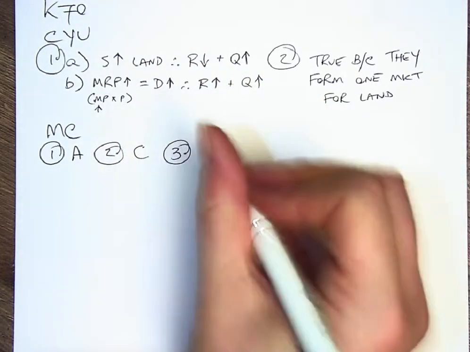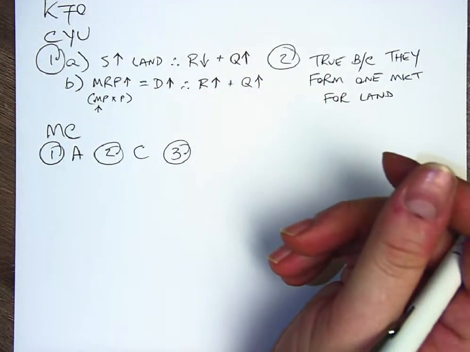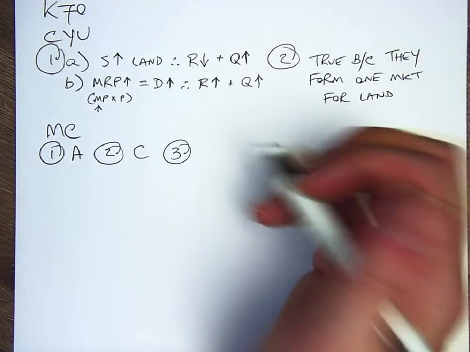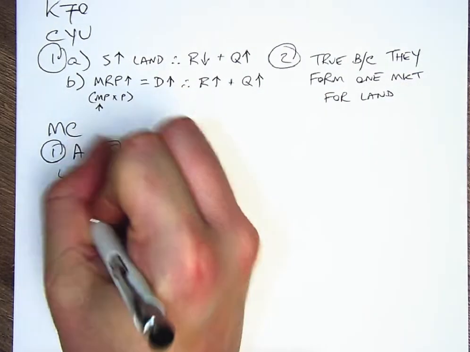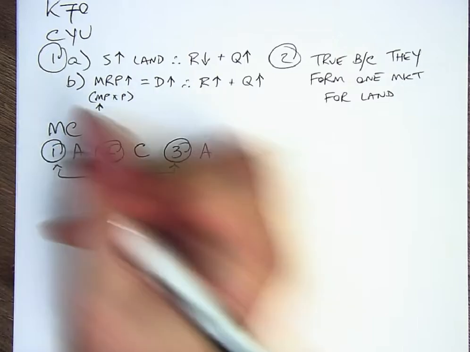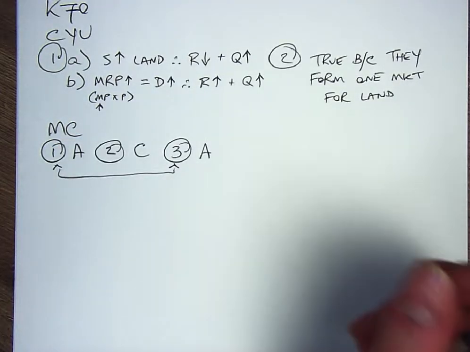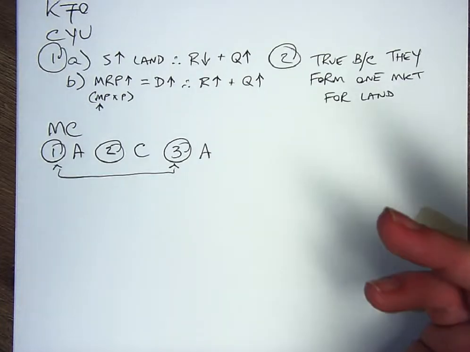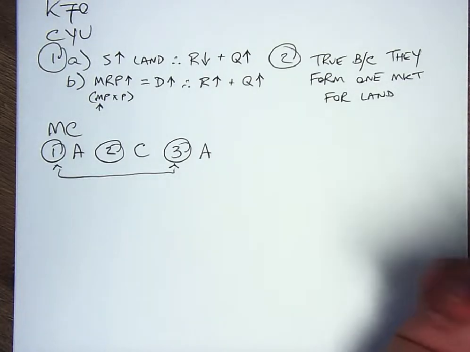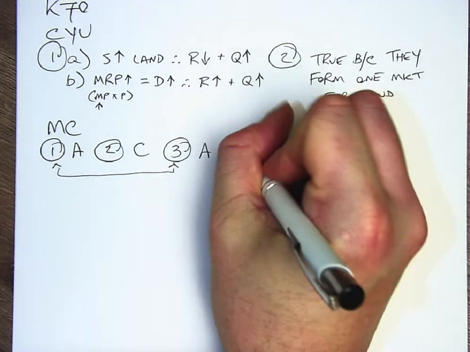Number 3, the explicit cost of land that you don't own is equal to, again, the rental rate. So this question and the previous question are basically the same. They're just asking it in a slightly different way. If you don't own the land or the capital, then the explicit cost of it is what it costs to rent it, the rental rate.